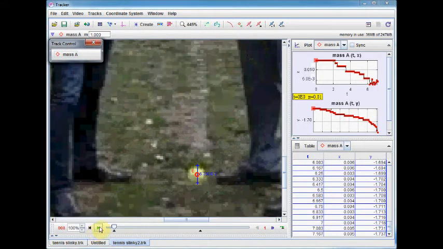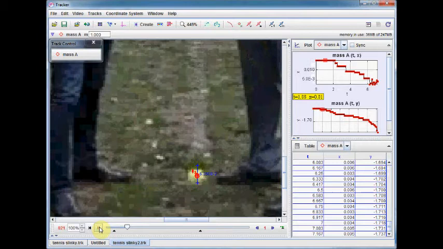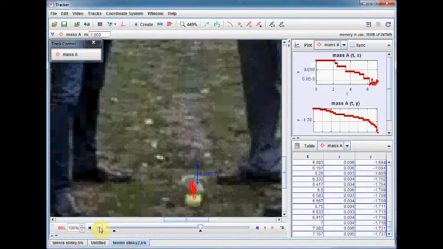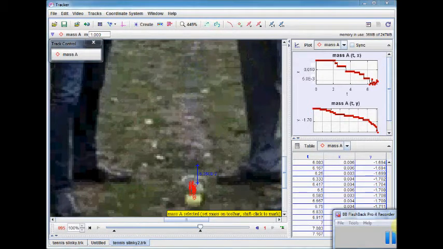I also used the same video and tracked the motion of the ball. So you can see it's relatively still throughout the video. I extracted both of these data sets and put them into Excel and tried to compare them with the model, which I'll show you in a second.